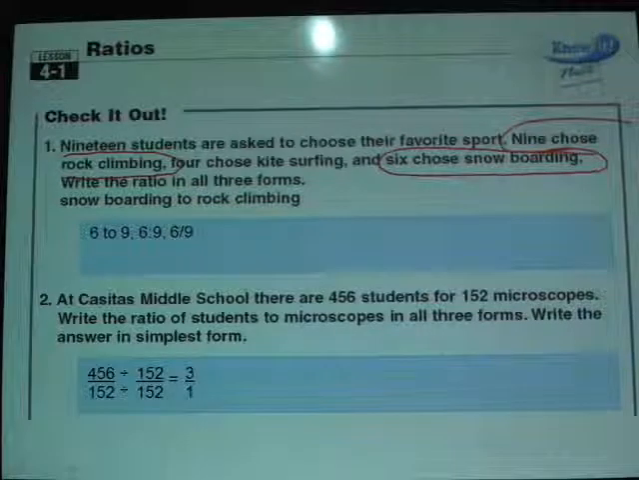Now you might be saying, well, wait a minute, why didn't you reduce? You can reduce if you want to. You can write 2 to 3, 2 colon 3, and 2 over 3. But the question doesn't ask about simplest form. Where they're actually going to ask me about simplest form is in question number 2.